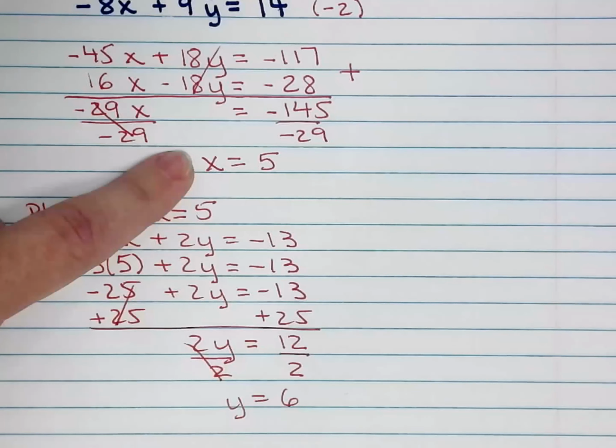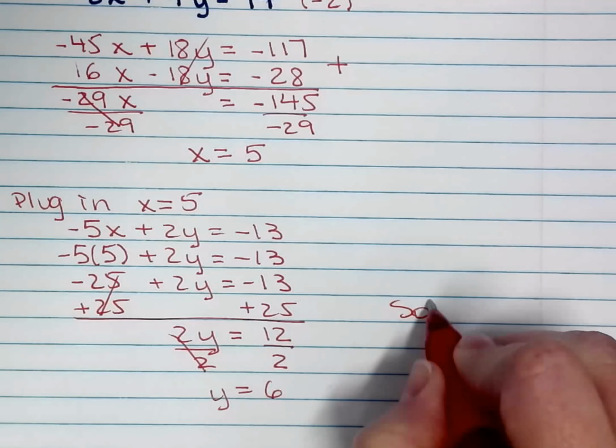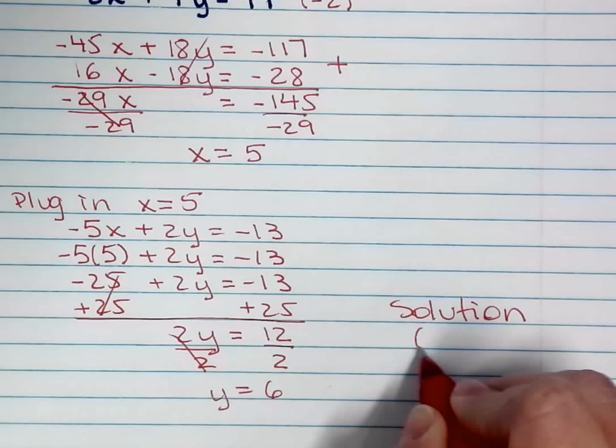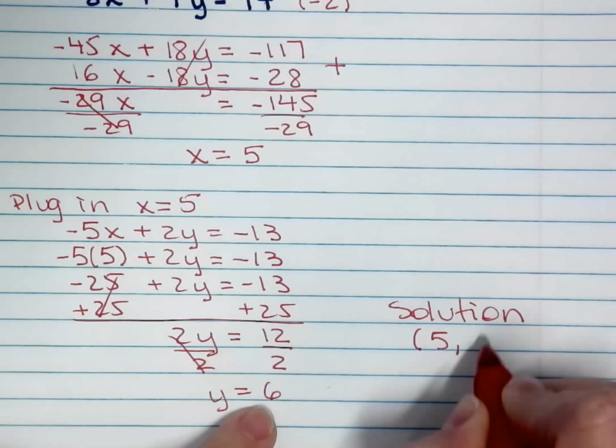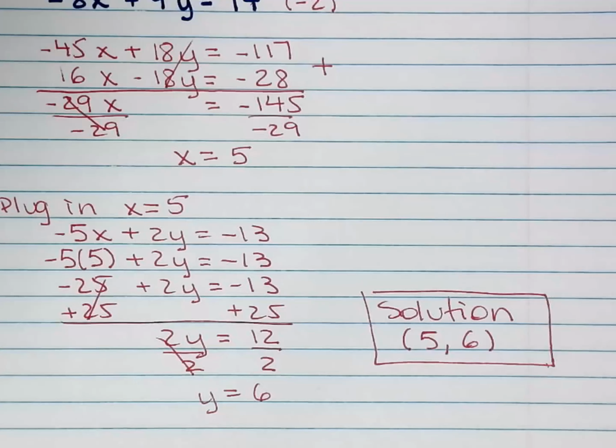Now I have x and I have y. So make sure to write your solution as an ordered pair. So x is 5, y is 6. That's my final answer. That's the solution. I'll see you later.